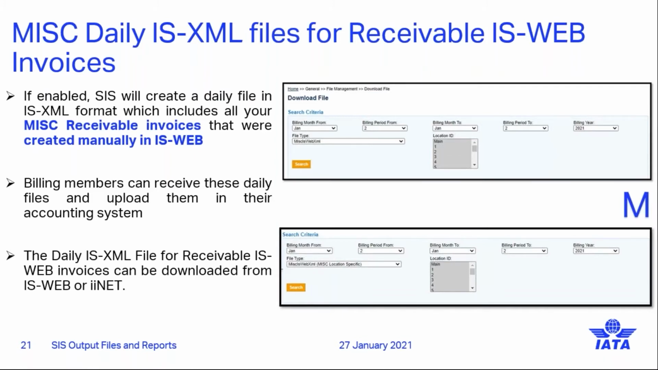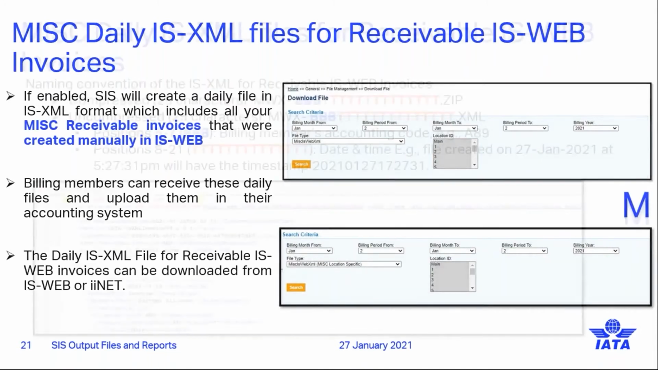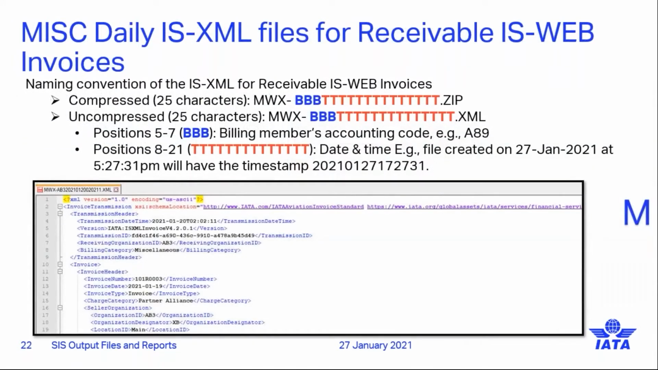Now we will move forward to the naming convention of the daily ISXML files that we just explained. This is how the naming convention is indicated. The difference here is, as you see, it's the same. It starts with the same, and positions 5 to 7 are your billing member. But here we have the date and time when the file was created. So as you can see here, the timestamp will be indicated in the name of the file. And this is how this file looks internally for you to get familiar with the name and how it looks.